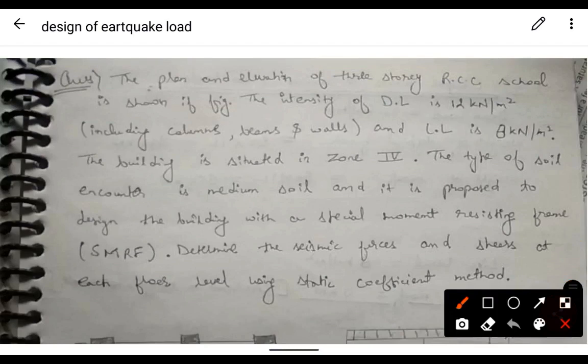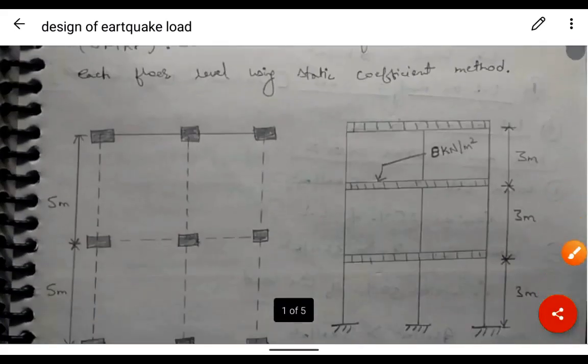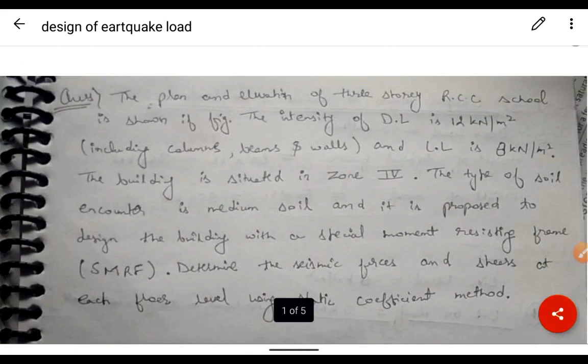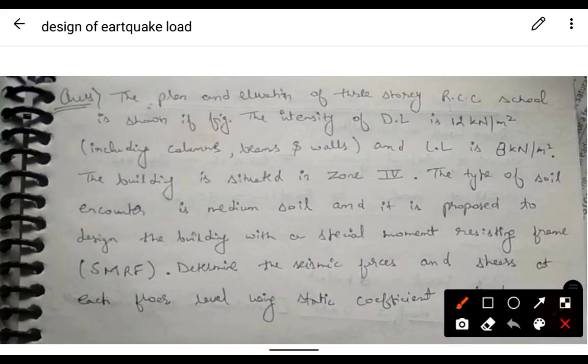The plan and elevation of a 3-story RCC school is shown in the figure. That you can see, this is the figure. So the plan and elevation of the 3-story building. So here we come to know that the building is of 3 stories and the building type is school. It is an RCC school.